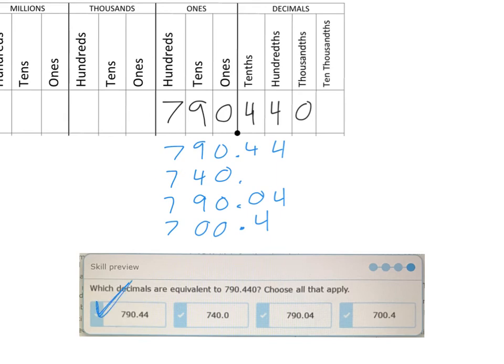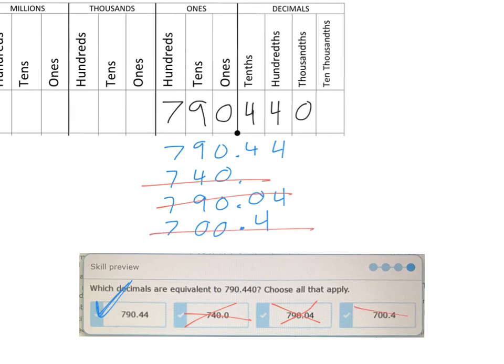Looking at the second one, 7 and 7, already 4 and 9. 90 is not the same as 40. No, that one is not correct. Third one, 7 and 7, 9 in the tens, 9 in the tens, 0 in the ones, 0 in the ones, 4 in the tenths, 0 in the tenths. Nope, this is like saying $790.44. This is $790.04. Not the same number. And the last one, 7 in the hundreds, 7 in the hundreds, 9 in the tens, and no. $790 is not the same as $700.